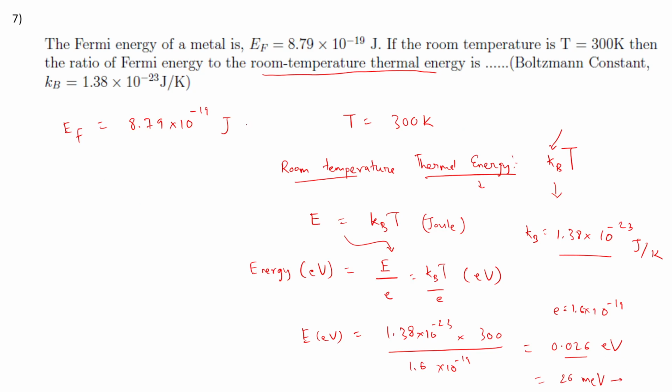Once you have this, you can convert EF into electron volts as well. Or you don't even have to convert: you can take the ratio EF over kBT of the thermal energy, or simply use the values in electron volts. You have to calculate this quantity, and you will get your answer.